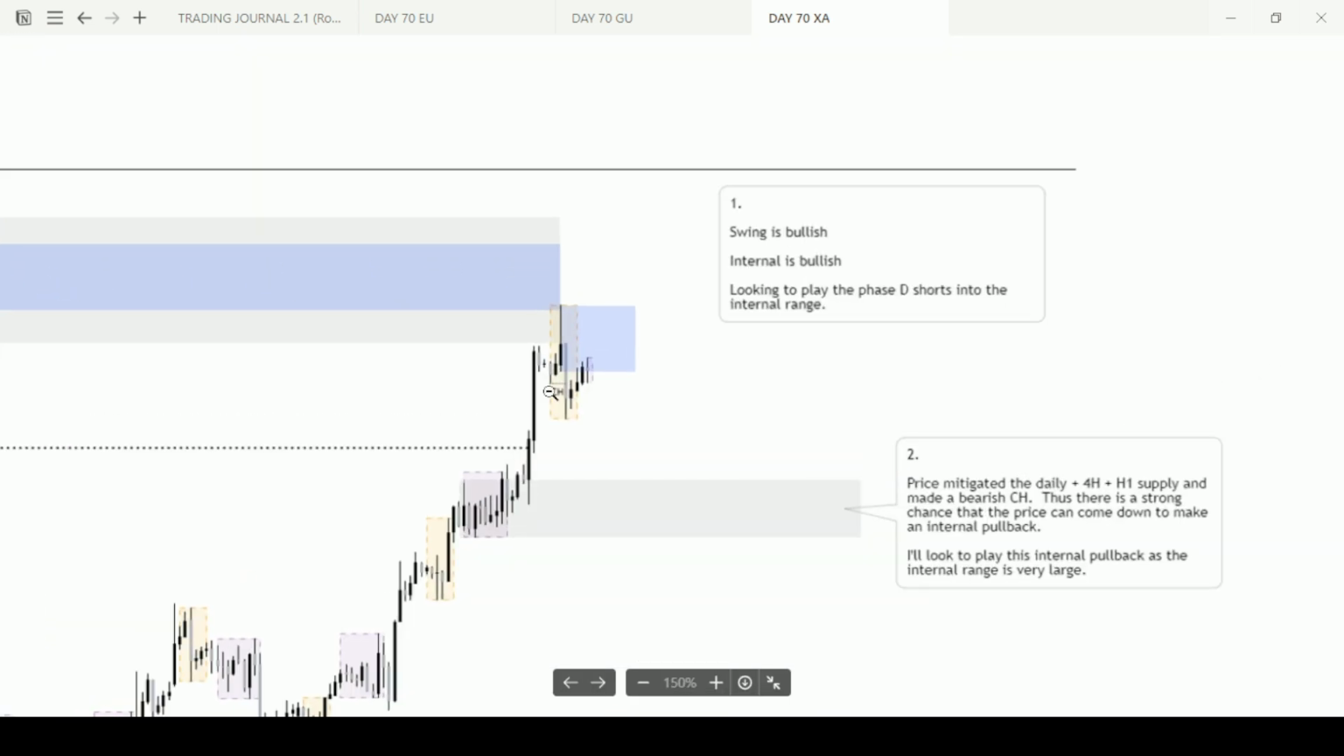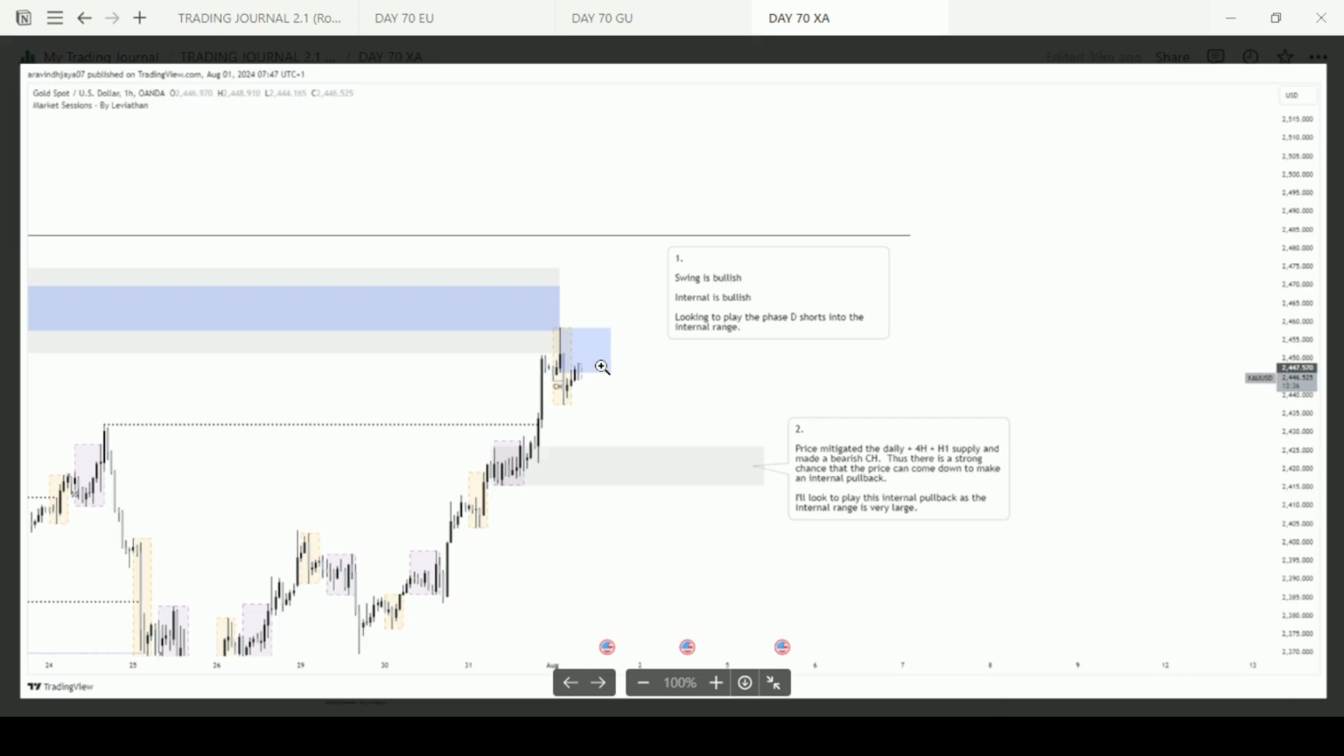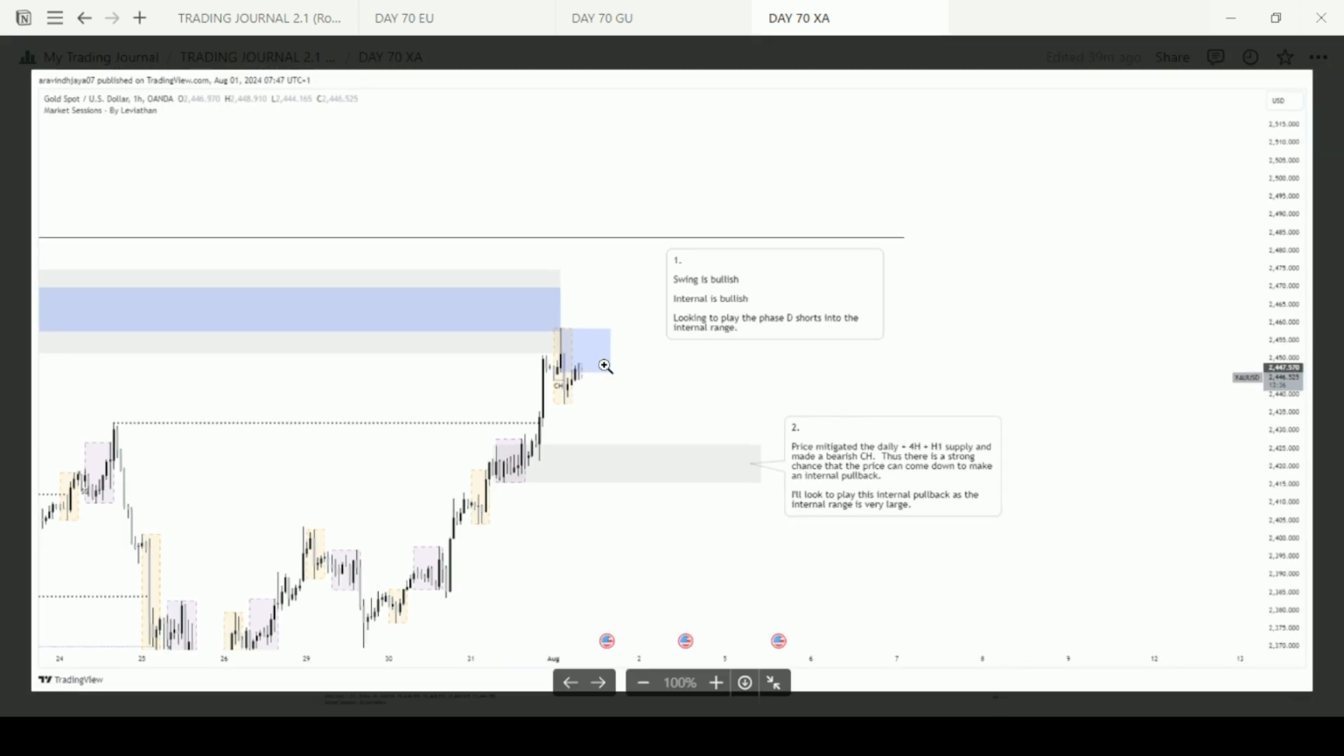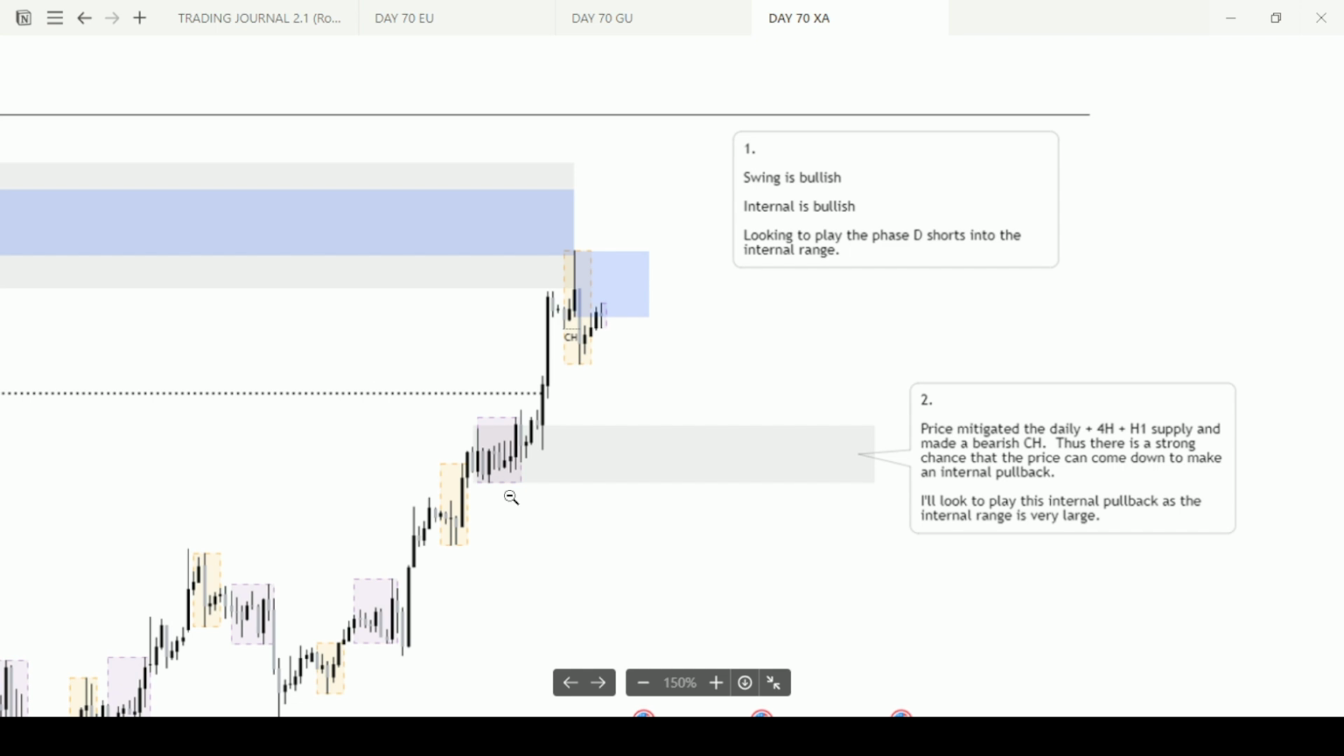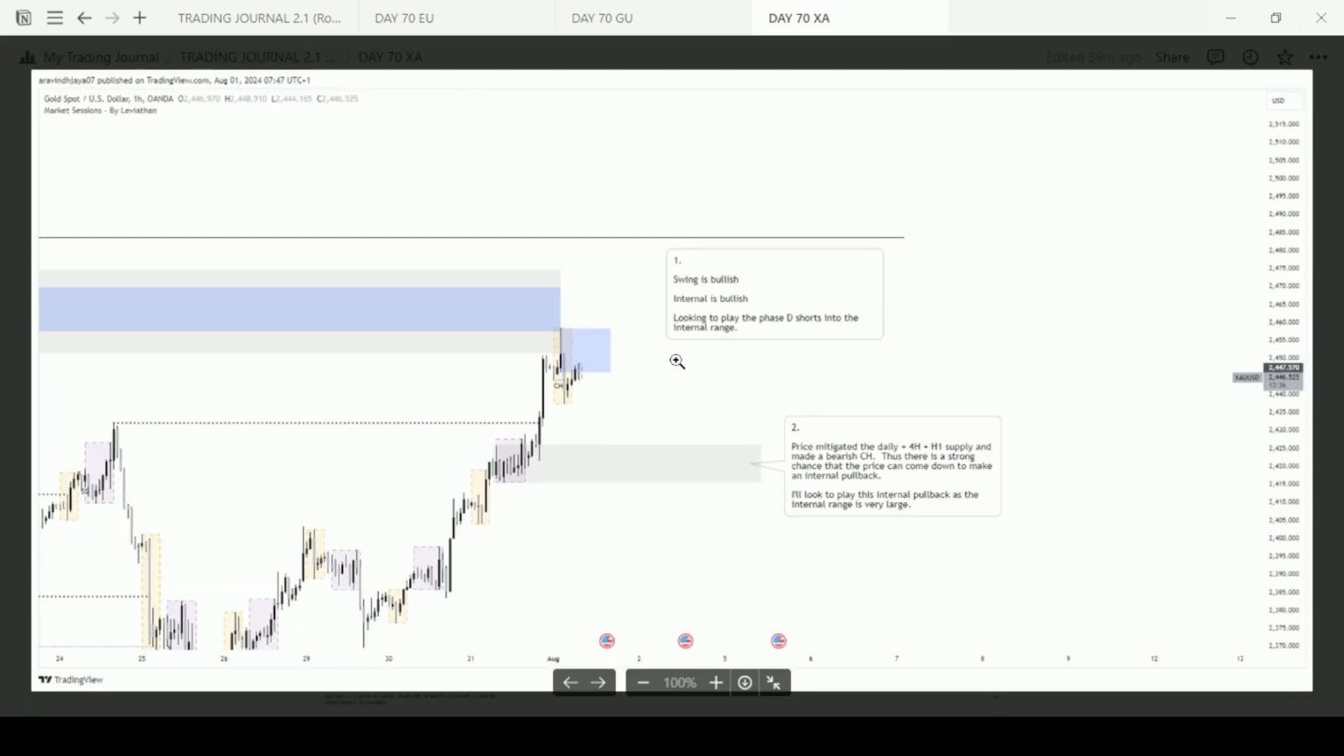So essentially, what is happening? Price came all the way up, mitigated this H1 supply, chalk bearish, and then it's now in the H1 POI. So which is a very very high probability of phase D shorts that I can look to play up to this 4-hour demand. And even this 4-hour demand may or may not hold because in H1 it's just a low resistance liquidity and price can just mitigate up to this demand and then it can push up. So very very high probability shorts that I can look to play today.